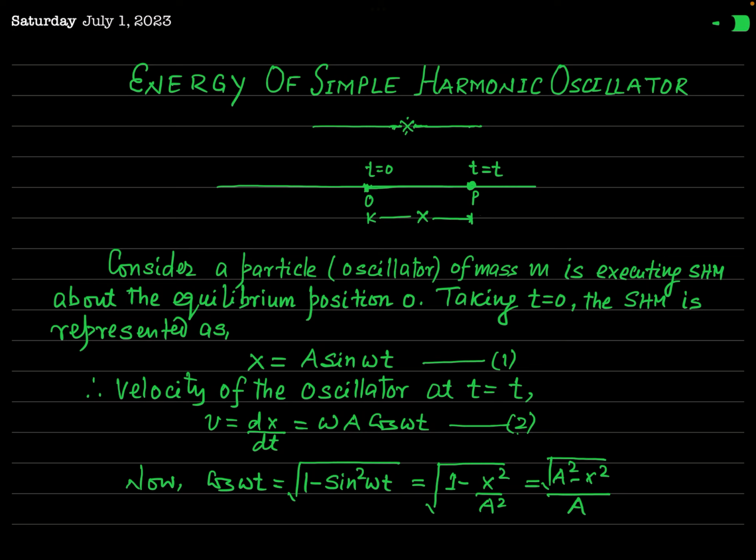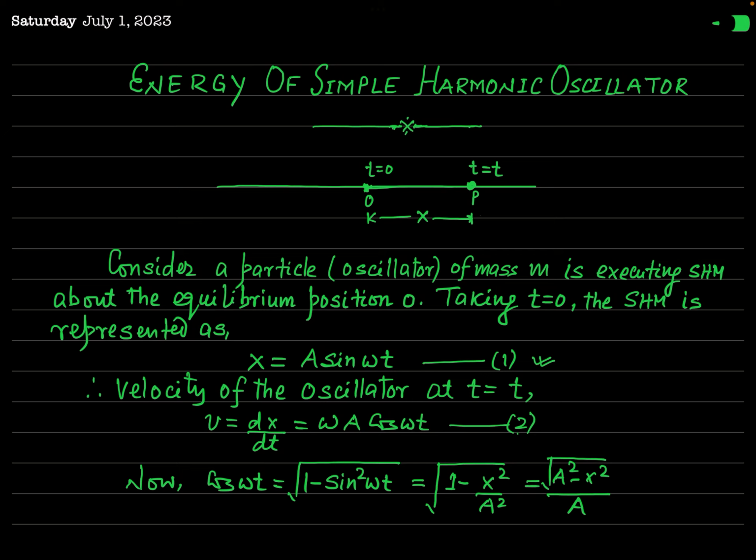Now, if the motion of the oscillator is simple harmonic, then when the particle passes through the equilibrium position O and we take t equal to 0 at that moment, the epoch or the phase constant is 0, as you have learnt in the earlier lecture. Then we can represent the simple harmonic motion of the particle by this equation, that is x equal to a sine omega t, where a is the amplitude of the motion and omega is the cyclic frequency of this simple harmonic motion. Now, first of all, we will see what its velocity is at time t.